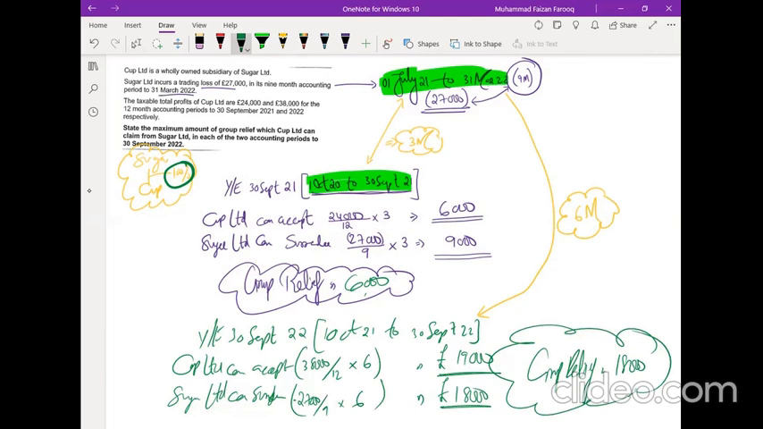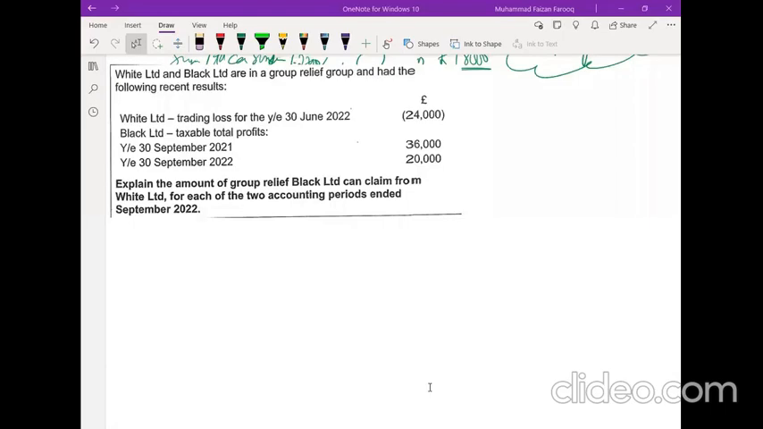I will share one more question. Please tell me the answer on your own, then we will solve it all together. Okay, so you did this one, right? White and black. For the first year, you told me how much? First year means year ended 30th September 21. What did you get? Group relief. Give me the final answer.